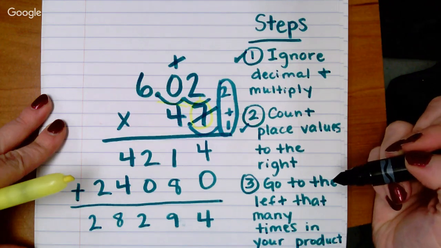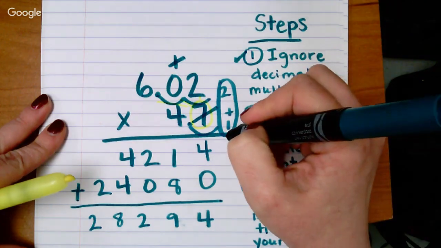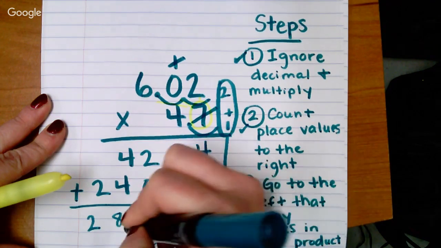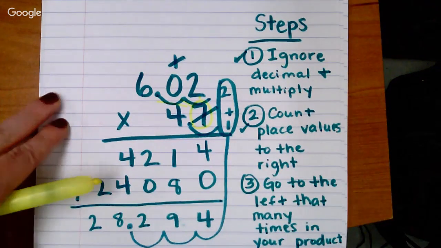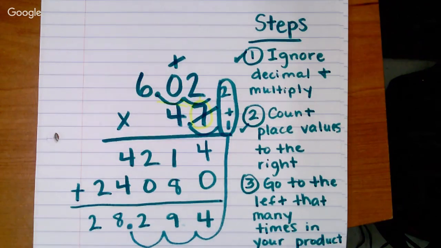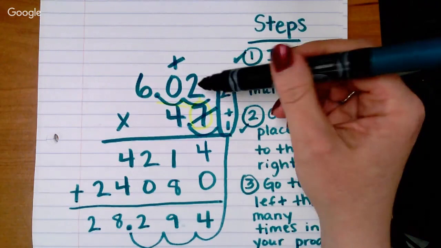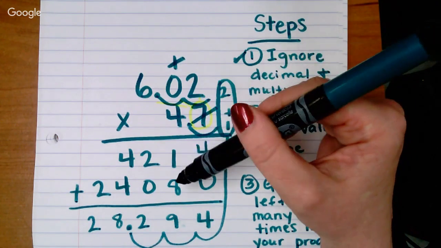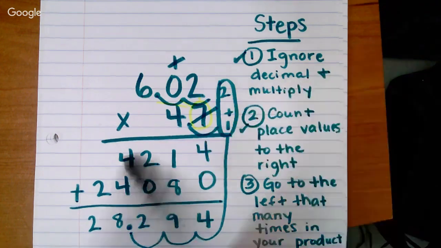I'm going to go to the left that many times in my product, and here it is: 1, 2, 3. I place that decimal in my product, and I realize that the answer is going to be 28 294 thousandths. That is my final answer. So I know that 6 2/100 times 4 7/10 gives me a product of 28 294 thousandths.